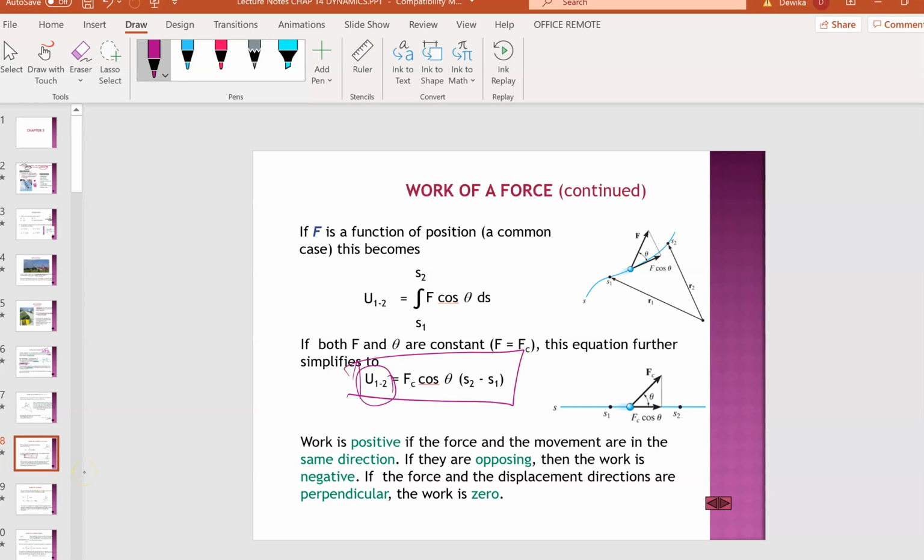Why is this U12? Because it goes from the first situation to the second situation, from initial to final. 1 to 2 is initial to final. Why is there an integration? Sometimes this force is not a nice, beautiful fixed number. It can be something like 8s plus 3, something which is not constant. That's the reason why you have integration.